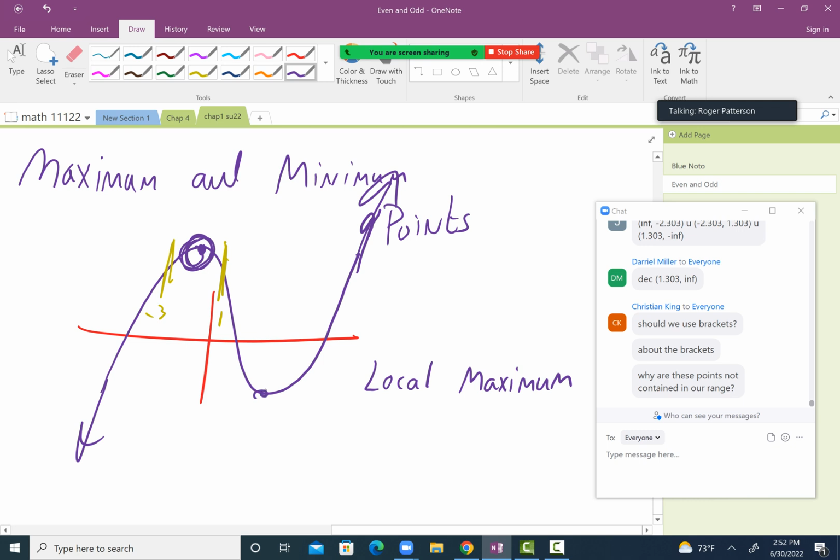This one is a local minimum, because again, there are points here that are lower than that, so we call that a local minimum.